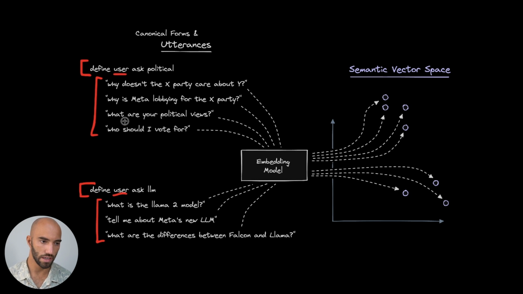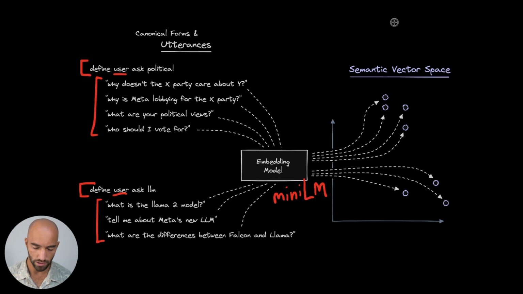So we say define user, ask political, we give some examples. What would be political? And then we say define user, ask LLM. So it's asking a question about large language models. What would constitute a question about large language models? All of these sentences get taken to our embedding model. By default, that's a MiniLM model, and they get encoded into this semantic vector space.